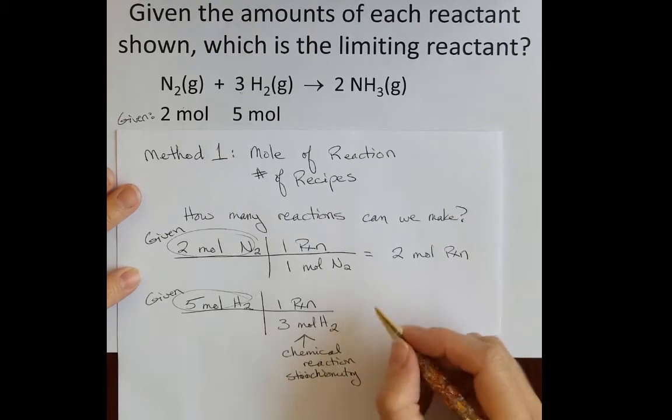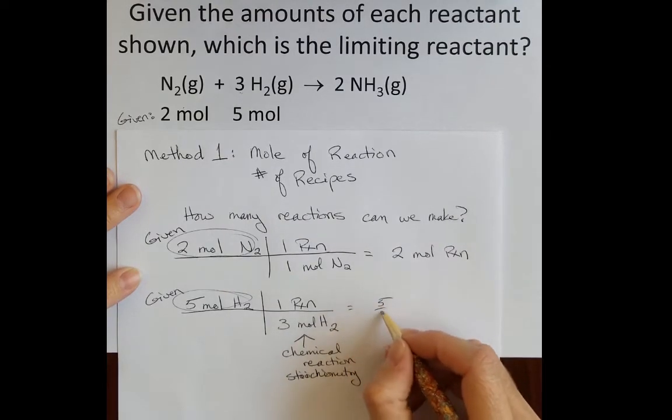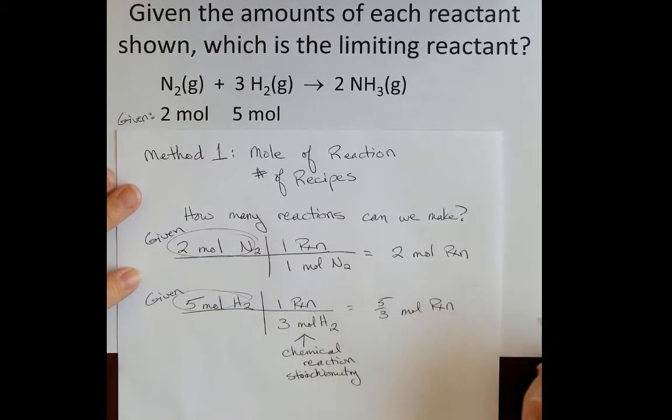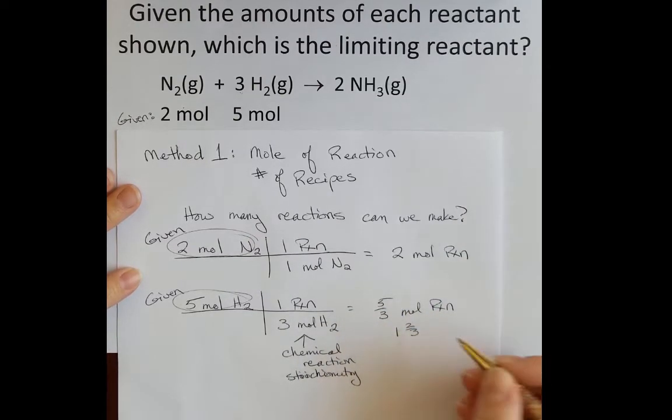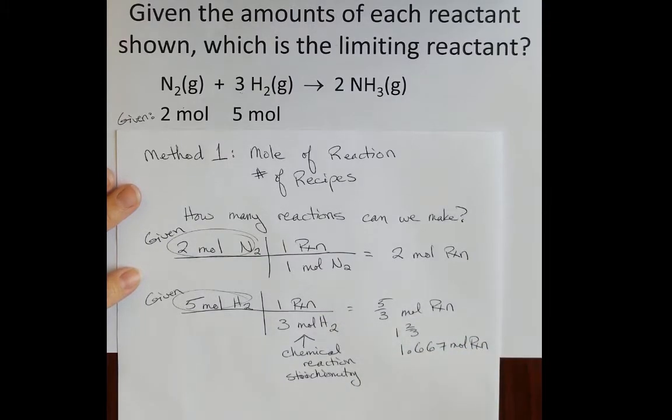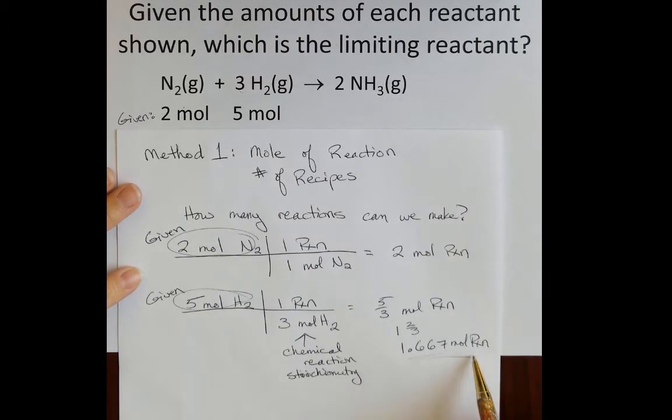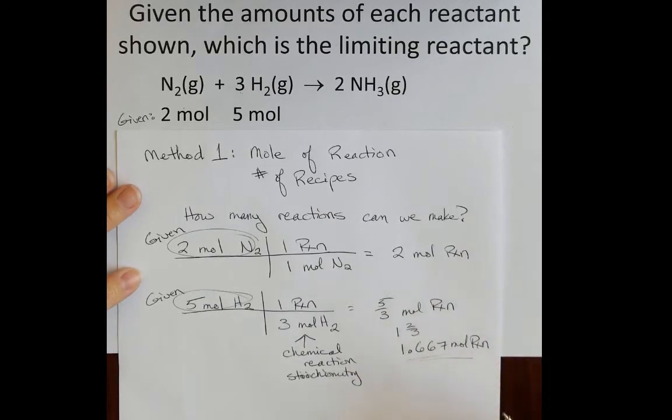So in this case, we'll make 5/3 of a mole of reaction, or 1 2/3, or you can plug that into your calculator and you get 1.667 moles of reaction. Since the hydrogen gives us fewer moles of reaction, since I can make less with the hydrogen, that means my hydrogen is limiting.